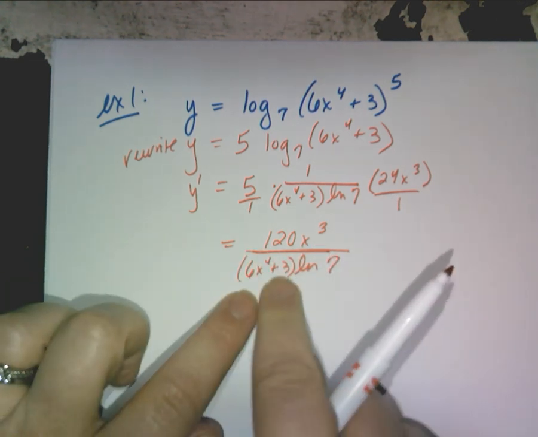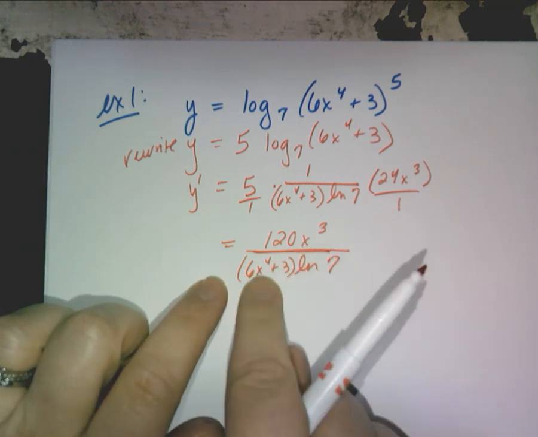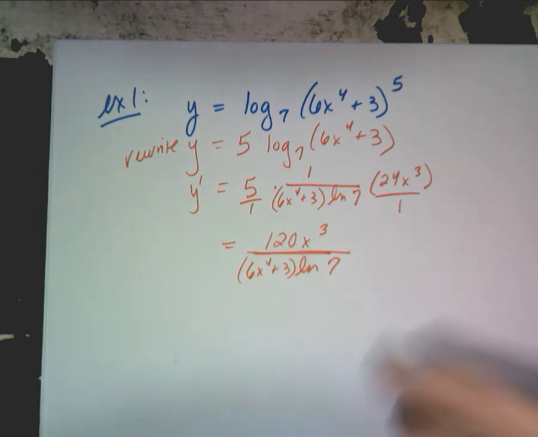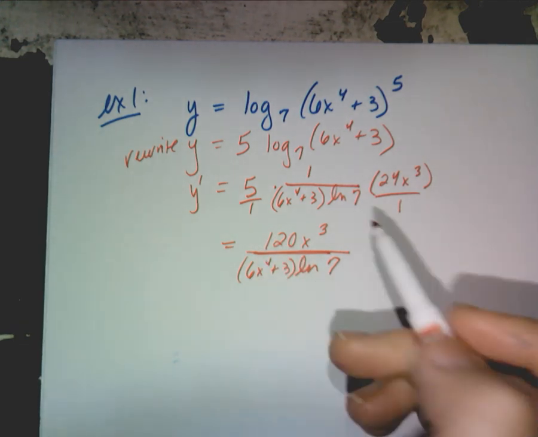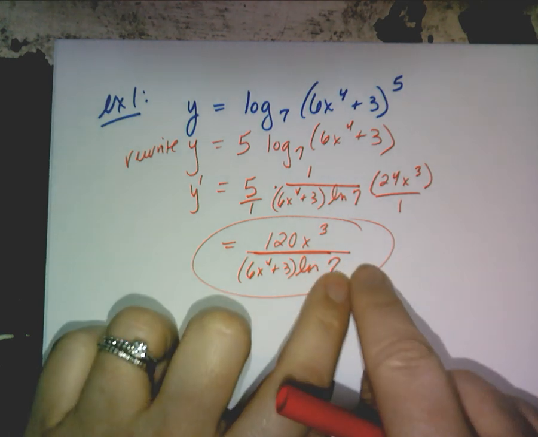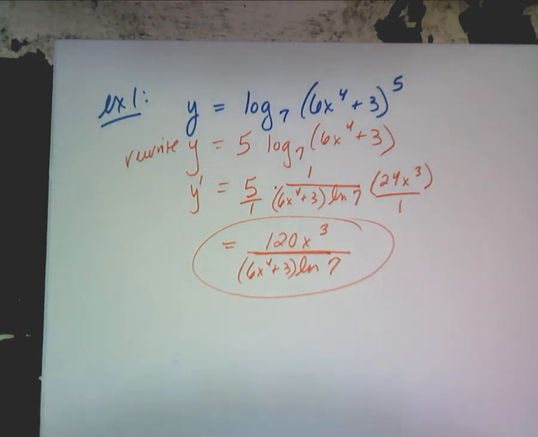Can I clean this up? Am I allowed to cancel anything here? No. This is a binomial and this is a monomial. Not unless you have monomials. ln 7. You're done. That's it. Do you still want that binomial in the front? I would, because if you put it in the back, you might distribute a 7. Some people are confused there, so that's why I don't do that.